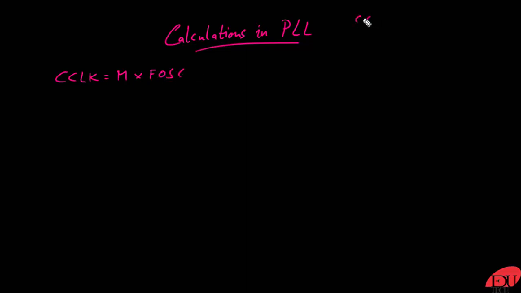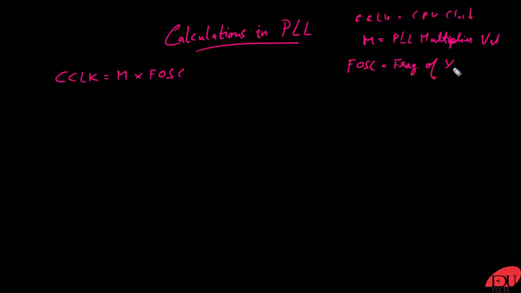So this CCLK is basically the CPU clock or system clock. M is the PLL multiplier value and this FOSC is the frequency of crystal oscillator.